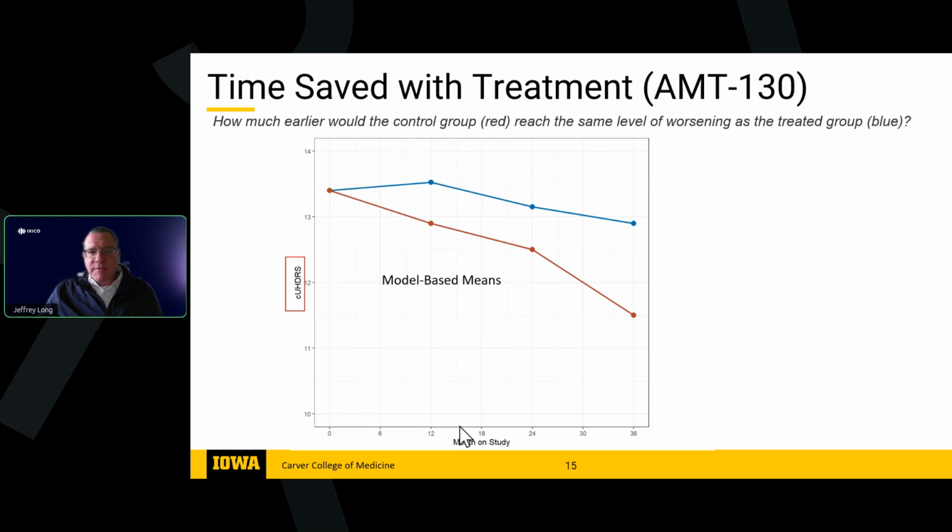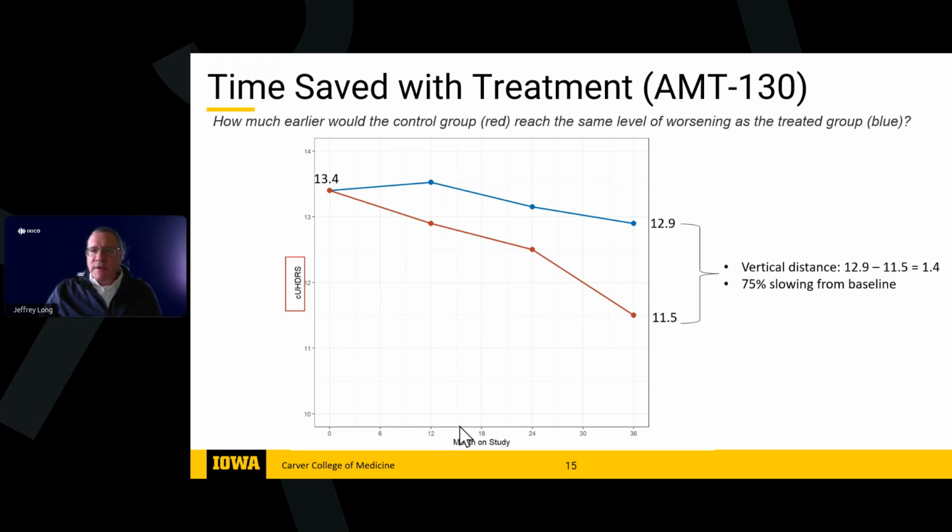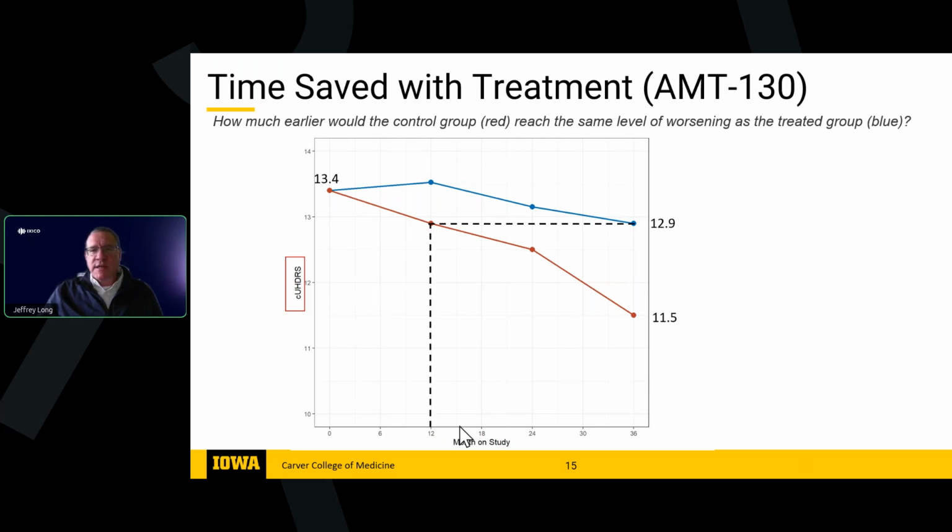And if we go to the next image, both groups start at 13.4 because they were well matched, as you probably know. And at the end of the trial, we had the treatment group having a cUHDRS mean of 12.9, and the control group having a mean value of 11.5. If we go to the next image, this is a vertical distance of 1.4, which is probably difficult to interpret. A little better interpretation is we have 75% slowing from baseline, but we still want to turn this into this concept of a time delay.